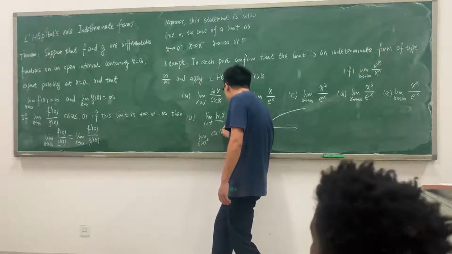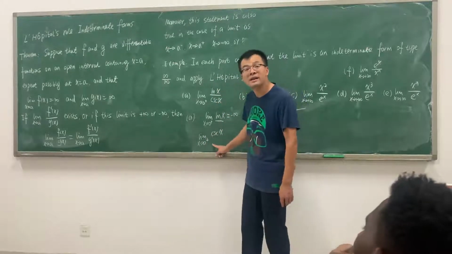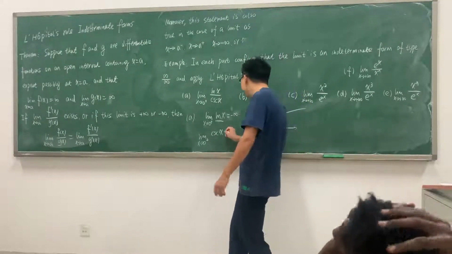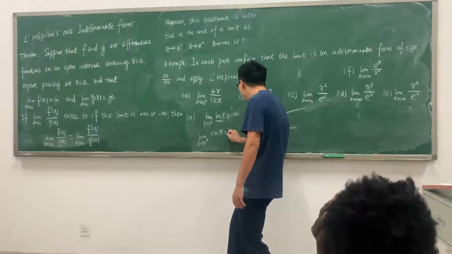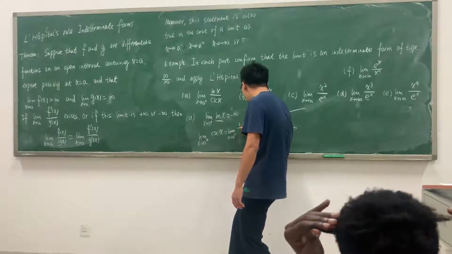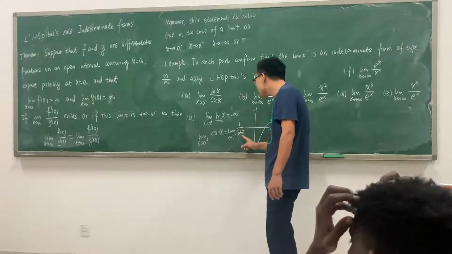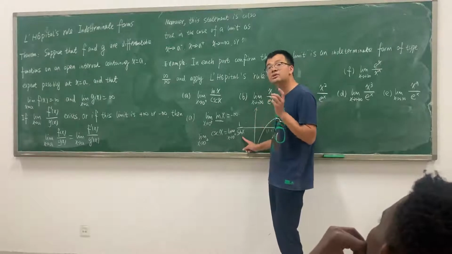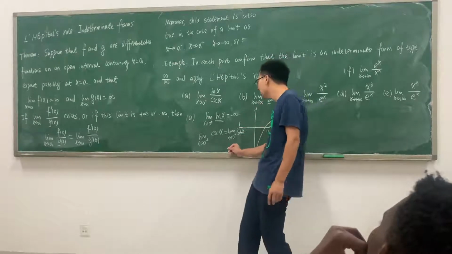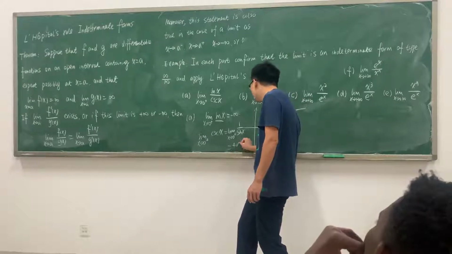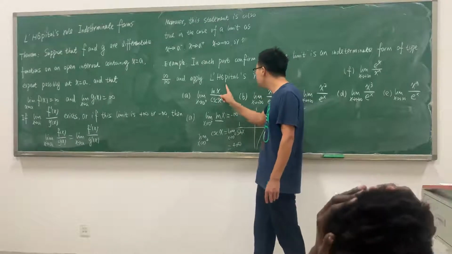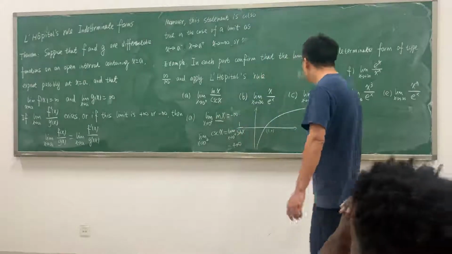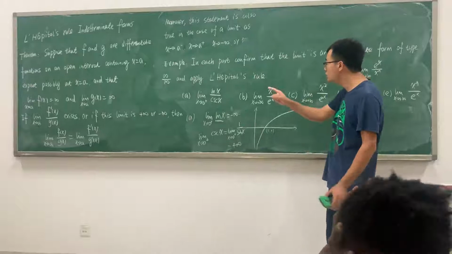And as x approaches 0 from the right, cosecant x approaches what? Cosecant x is 1 by sin x. Sin x approaches 0, so 1 by 0 is plus infinity. So here is minus infinity by plus infinity, so it's infinity by infinity. Here we can use L'Hopital's rule.